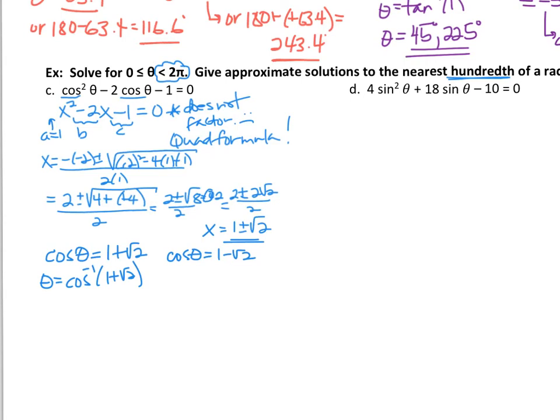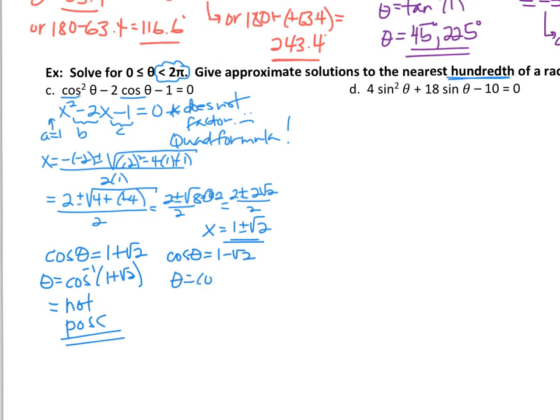And when you do that, what ends up happening is that parenthesis is greater than positive 1. And on the unit circle, cosine doesn't go any further to the right than 1. Therefore, when we take the inverse, we get an error on our calculator. This part of our solution is not possible. Let's try the other one and see what happens.